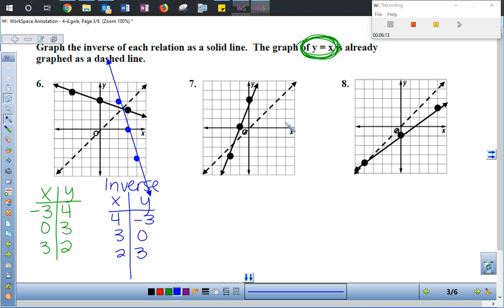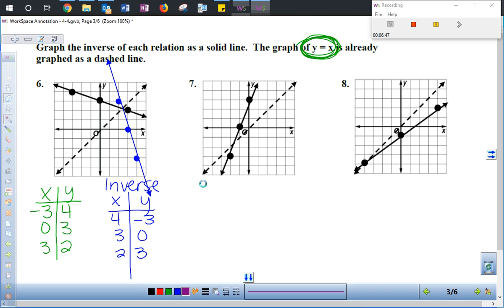So this line of y equals x is given to you on each one of your graphs, and it's going to help you see if you graphed it correctly. So for example, on number 7, if your graph ends up looking like this, notice they don't cross each other on this dashed line, so that means you got it wrong. So let's try on number 7.